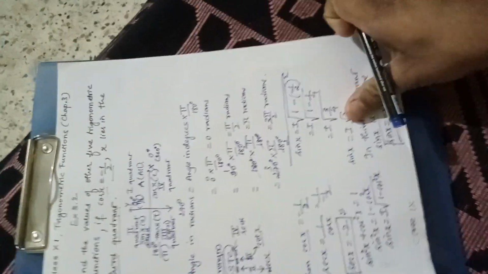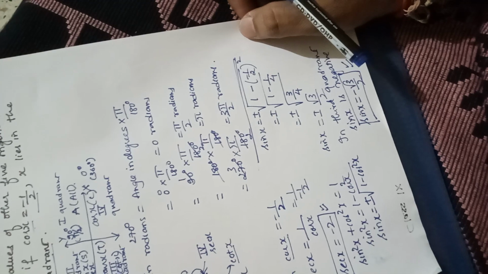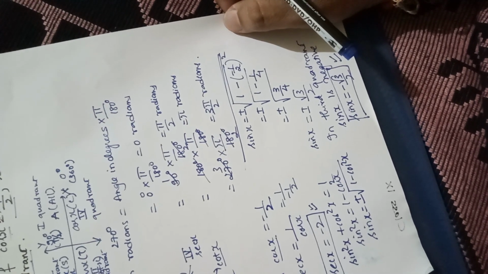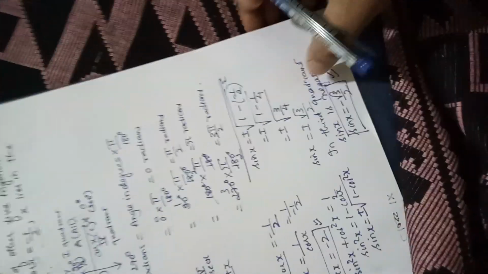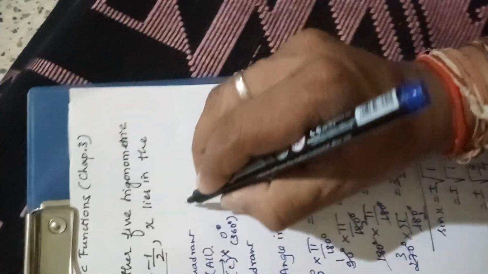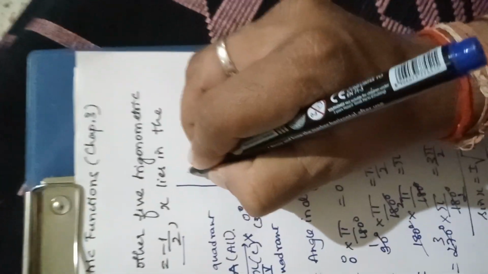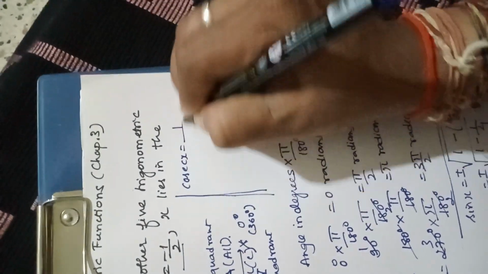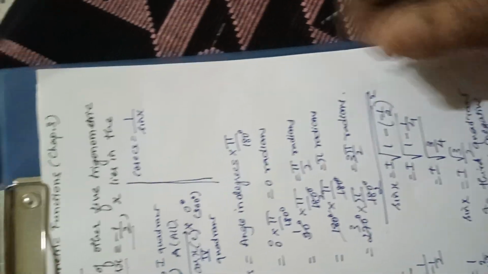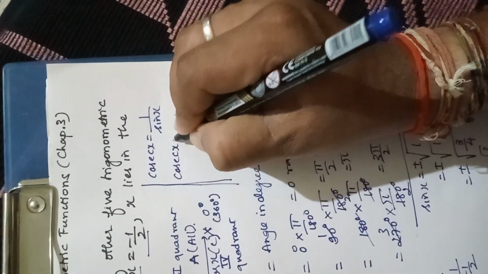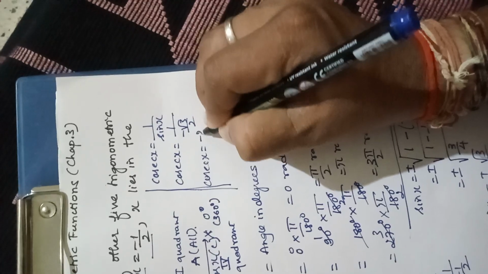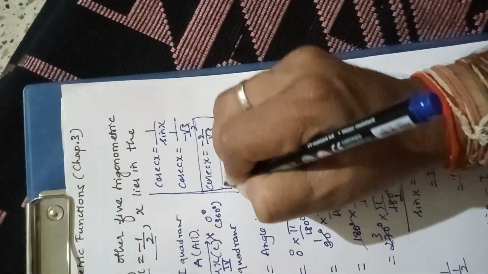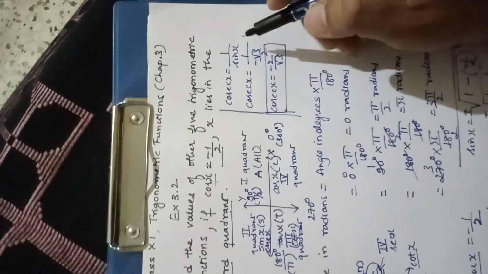So we shall find the values of the other trigonometric ratios. Now once we know sin x, it's very easy to determine the value of cosecant x. Why? Because we know cosecant x is 1 by sin x. Just now we got the value of sin x as minus root 3 by 2. So cosecant x will be 1 by minus root 3 by 2, so cosecant x will be equal to minus 2 by root 3. So this is the value of cosecant x when cos x is minus 1 by 2.